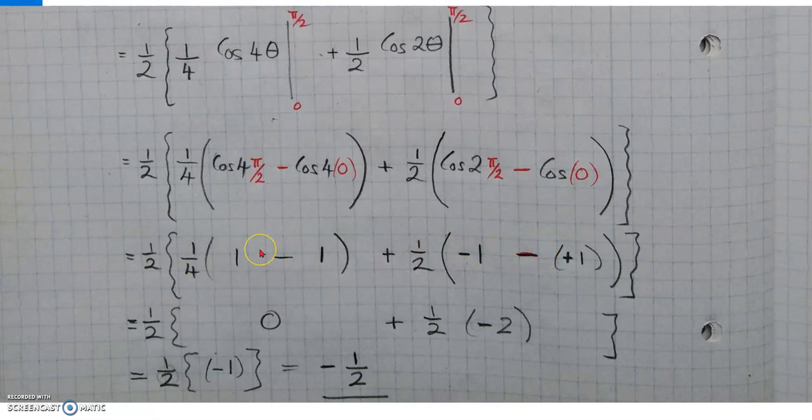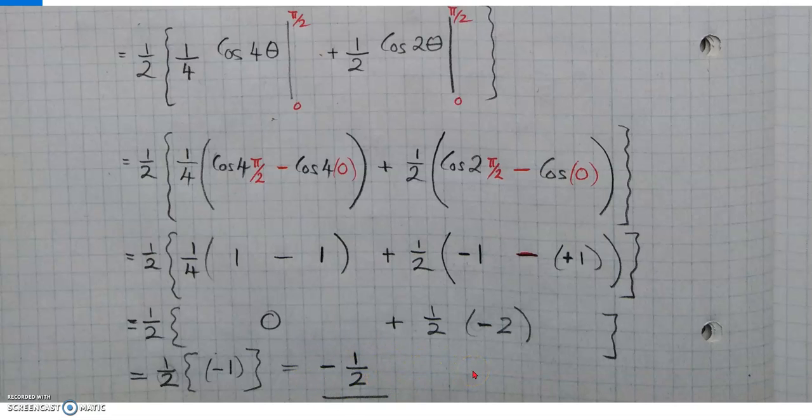You've got, let's do this one here. So we've got 1 minus 1 is 0. 0 times a quarter is 0. So all of that just vanishes to 0. This one doesn't. You've got minus 1 minus 1, so you've really got minus 2. Minus 2 times a half is minus 1. Okay? And minus 1, when you multiply in this half here, goes to minus 1 times a half, goes to minus a half. That is your final answer.